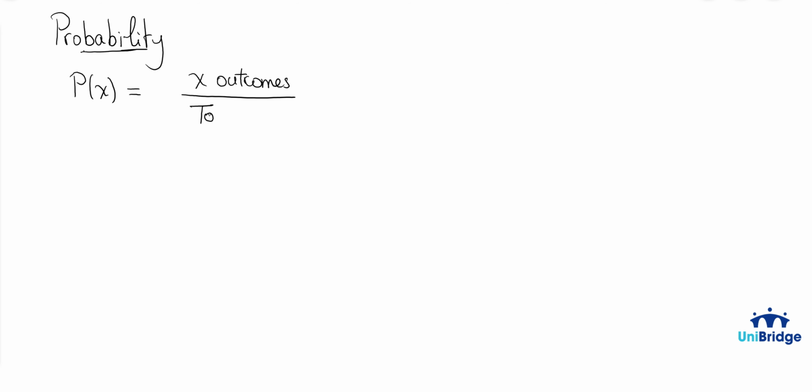In this video, we're going to explain probability in the SAT. As we know, the probability of X is just how many X outcomes you have, all over the total outcomes. The probability has a scale from 0 to 1, so the minimum probability you can get is 0 and the maximum is 1.